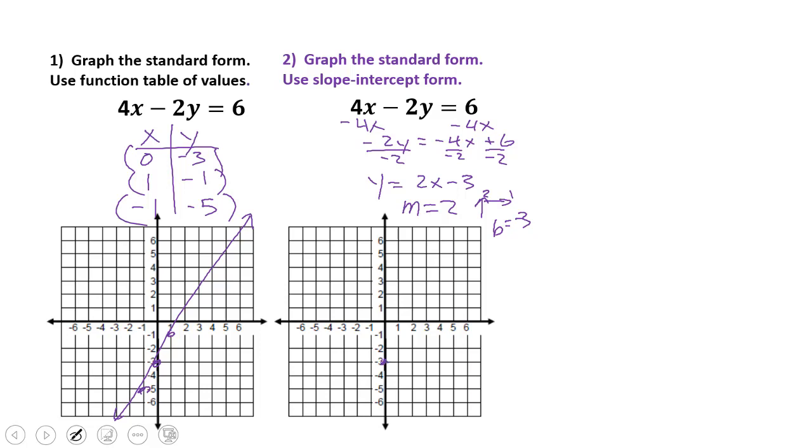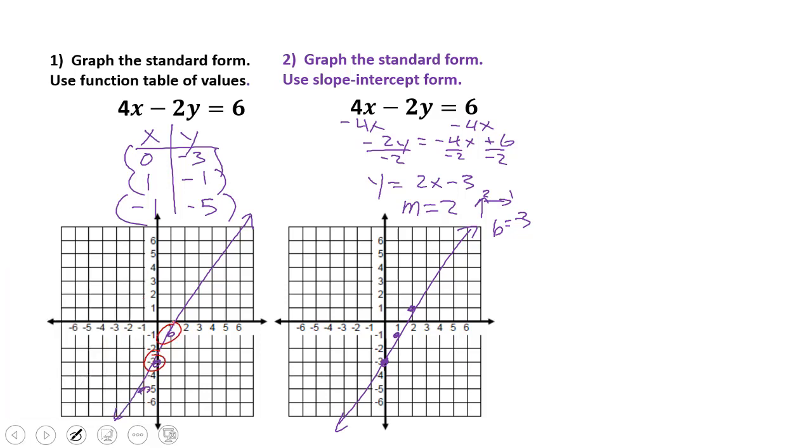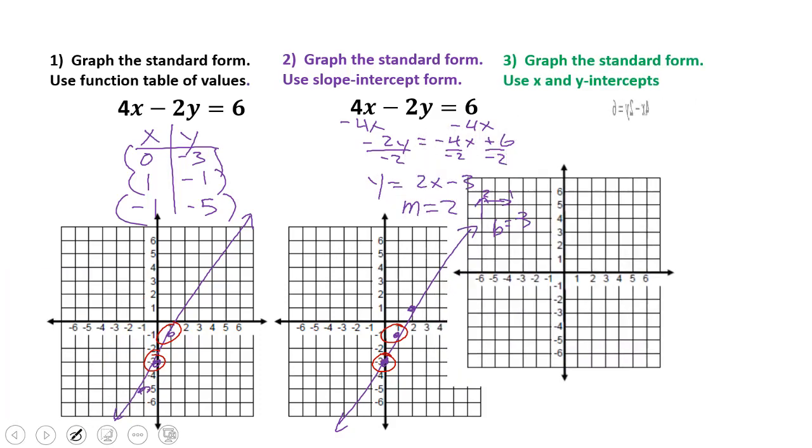We graph that point, and using our slope, we go up 2 over 1, up 2 over 1. And of course, we draw our precise line with a straight edge, recognizing we have 2 of the same points. Our y-intercept at negative 3 and our negative 1 point by using the slope. That's pretty nice. And the method we're going to talk about today is using the intercepts.